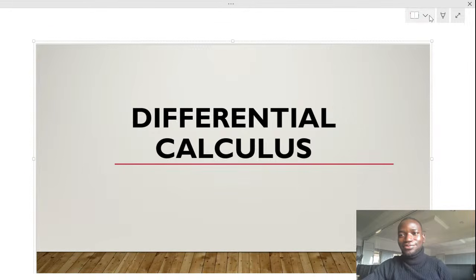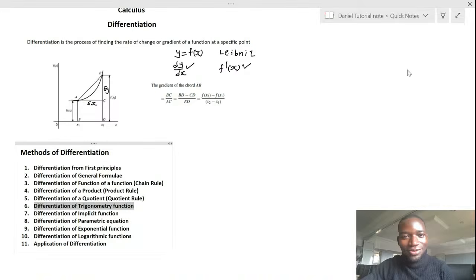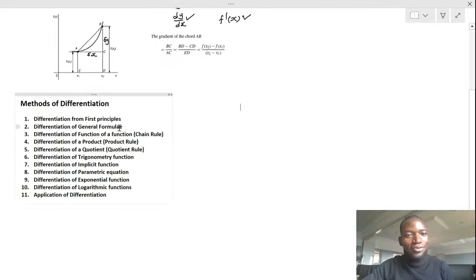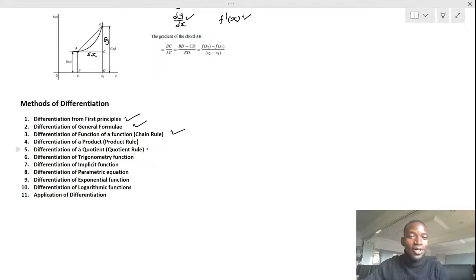I won't do any revision. We can go back to the video and check. So we talked about methods of differentiation. We talked about first principle last time. Talked about the general formula. We finished up function of a function, which is also the chain rule, and we've also covered the product rule. So today, or right now, I'm going to be covering the quotient rule. So let's start with the quotient rule.